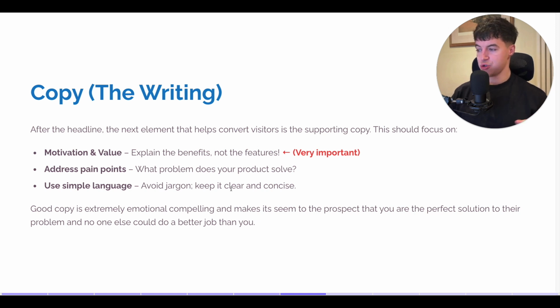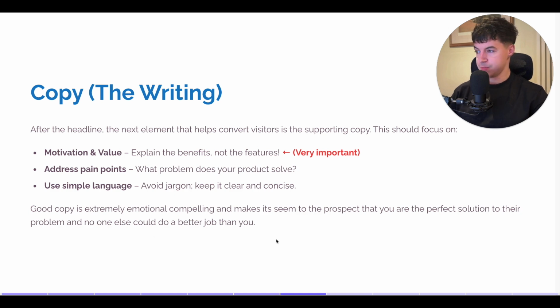So good copy is extremely emotionally compelling and makes it seem to the prospect that you are the perfect solution to their problem and no one else could do a better job. So if we are using motivation and value, if we address pain points well, and we use simple language, and we do all of these things well, then we will achieve this bottom sentence here.